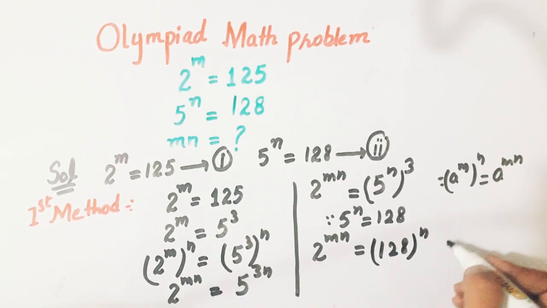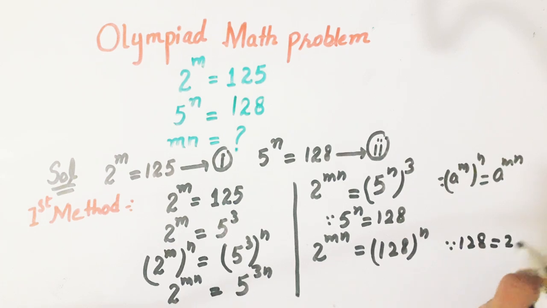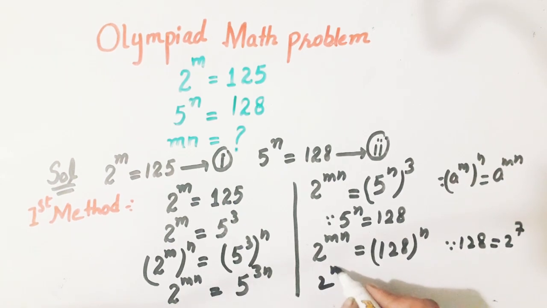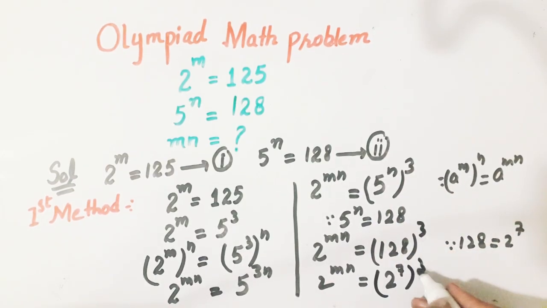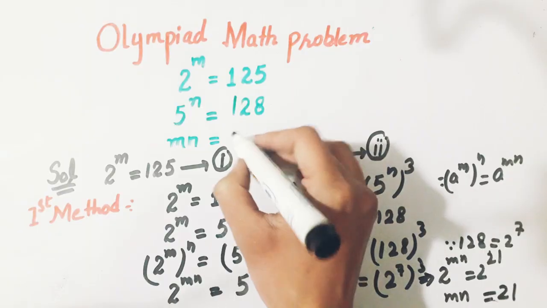Since 128 equals 2 raised to power 7, we write 2 raised to power mn equals 2 raised to power 7, and this is 3. Sorry. So 7 multiply 3 is 21. So we have 2 raised to power mn equals 2 raised to power 21. It means that when bases are same, powers are also same. So mn equals 21. So we will write the answer here.